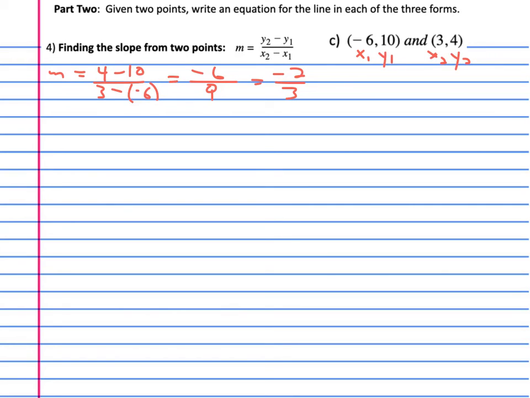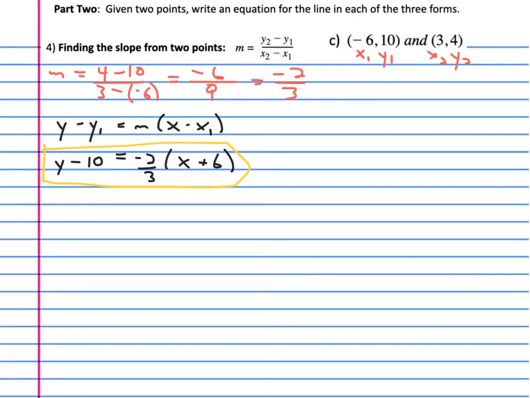Okay? So, point slope form, y minus y1 equals m parentheses x minus x1. I'm going to sub in these numbers. So we say y minus, our y1 term is 10, equals m, the slope, is negative 2/3. X minus, well, the x term is negative, so if we're doing a minus a negative 6, that's the same as plus 6. That is point slope form.